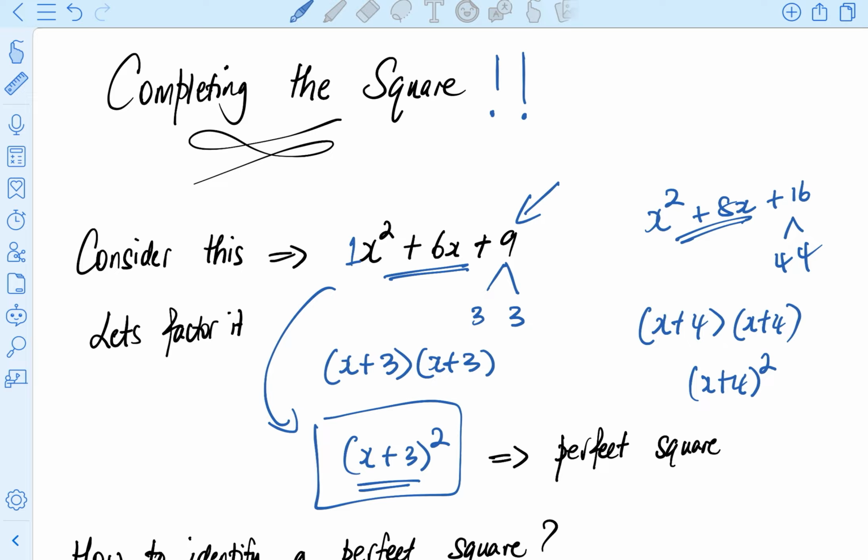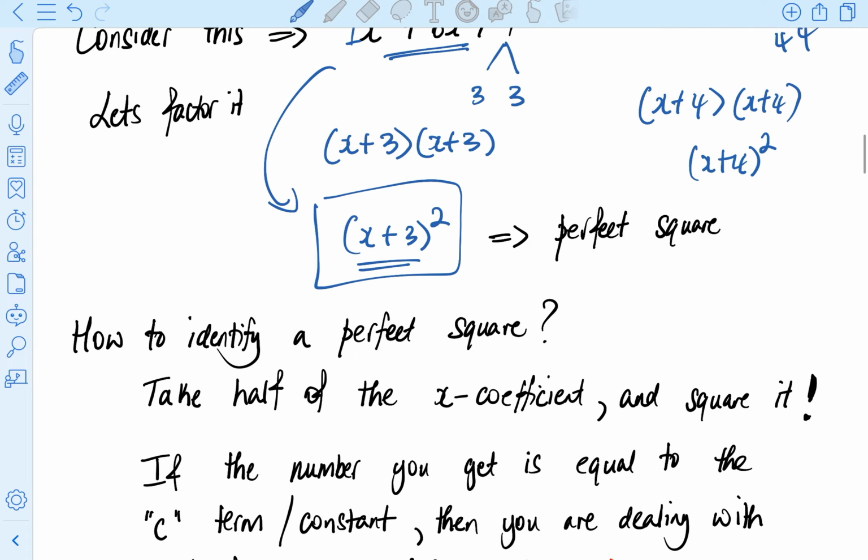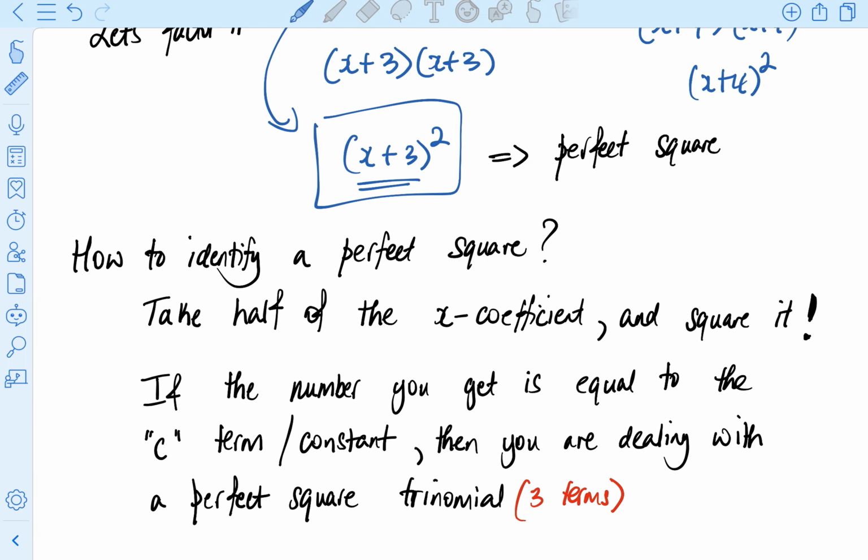I'd ask you guys this question and I want you to examine it a little bit further, but I'll just tell you right now. How we identify a perfect square is this. Typically, you take half of the x coefficient and square it. If the number you get is equal to the c term, then you're dealing with a perfect square.